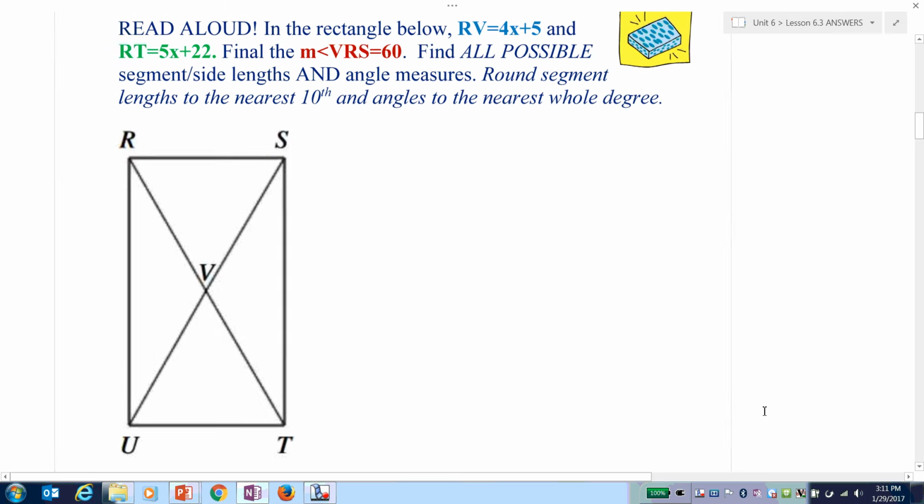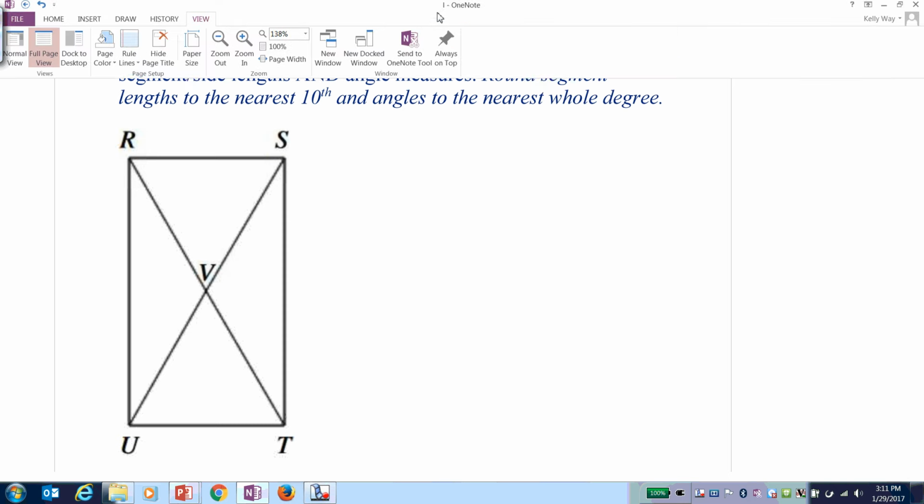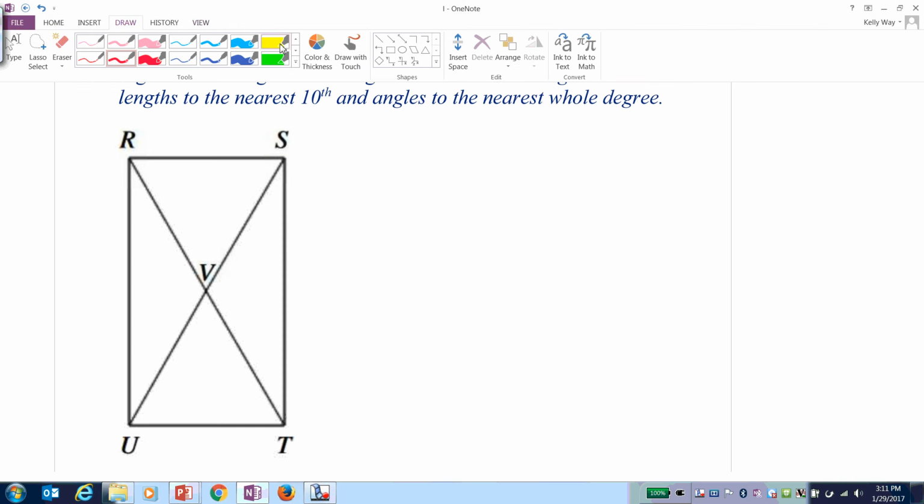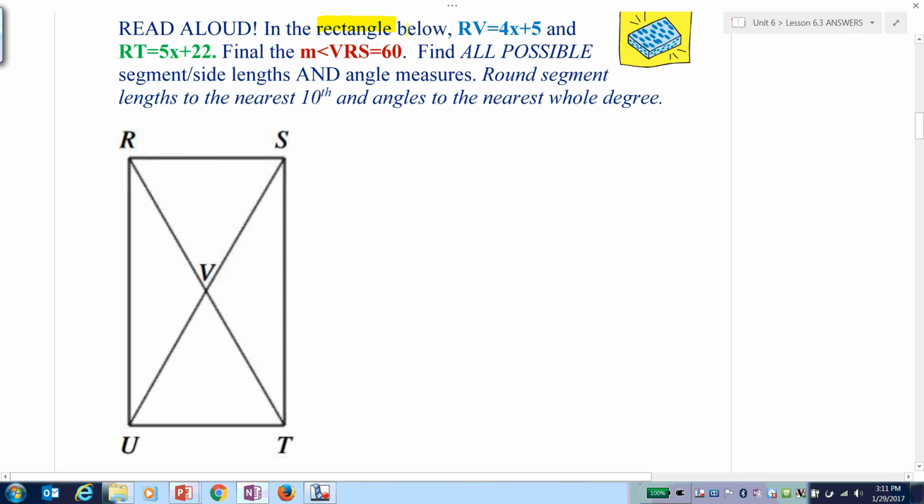Now let's work through what you have so you understand it. The rectangle below, stop right there before you do anything else. Ask yourself, what do you know about rectangles? And start marking it on the diagram. Do this instantly before anything else.